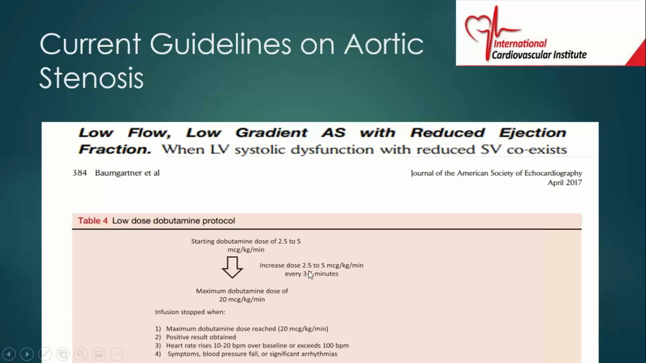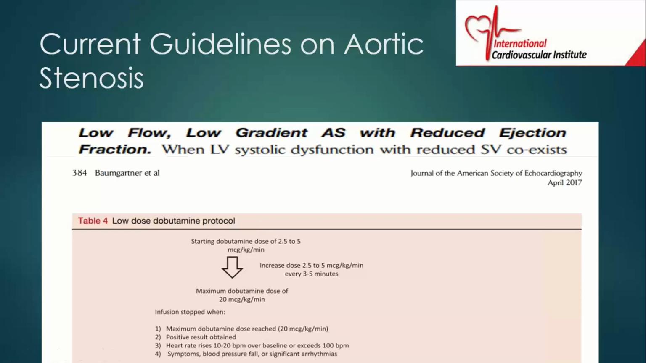And you're going to increase the dose by 2.5 to 5 micrograms per kilogram per minute every 3 to 5 minutes. So every 3 to 5 minutes, you're going to increase by this amount. The maximum dose of the dobutamine you want to give is 20 micrograms per kilogram per minute. When we do a regular dobutamine stress test, we go as high as 40 micrograms per kilogram per minute. For the dobutamine stress test protocol for low flow, low gradient AS, the maximum is 20.